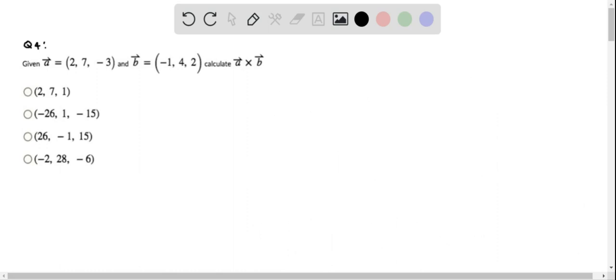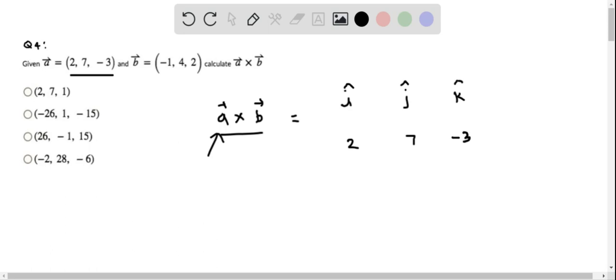Let's do question 4. Here we calculate A cross B. So we write the cross product A cross B, and this basically equals the determinant. In the first row of the determinant, we write the unit vectors i vector, j vector, and k vector. In the second row, we put the components of a vector because we are doing a cross b. So we first put the components of the first vector, which is a vector. So we write 2, 7, negative 3 here. And in the third row, we put the components of the second vector in the cross product, which is b vector. So we write negative 1, 4, and 2.